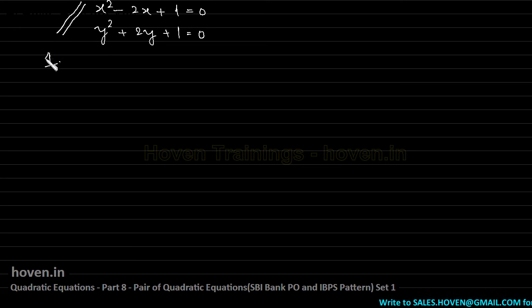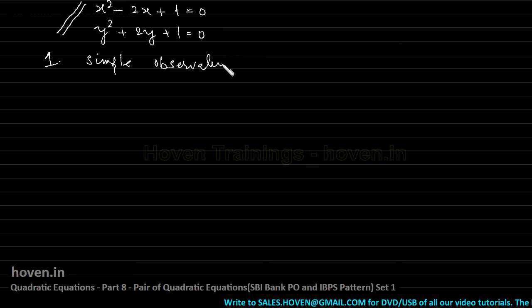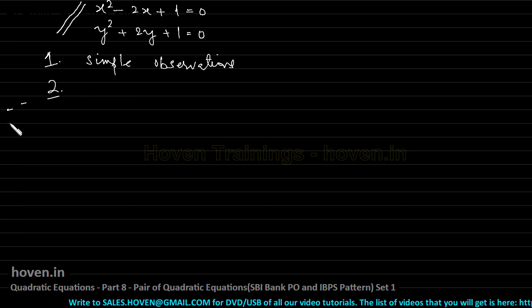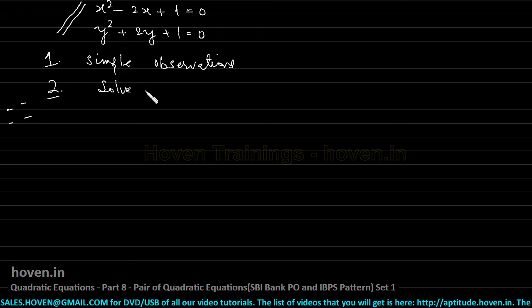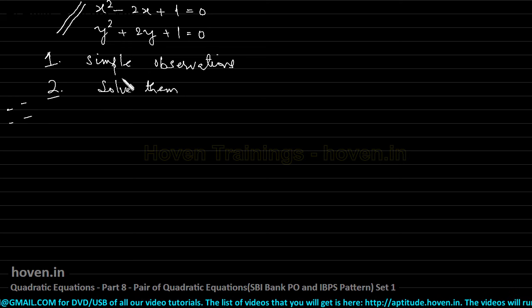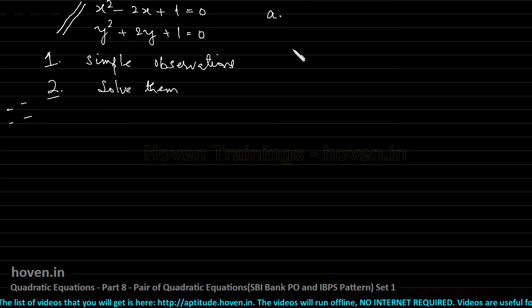You can make some simple observations. If those observations don't work, then you have to solve these equations and then make those comparisons which I was talking about just now. Second is to solve them. I will talk of simple observations right now. What are simple observations? You can make two simple observations. Don't go into complex observations. Just keep two in mind.